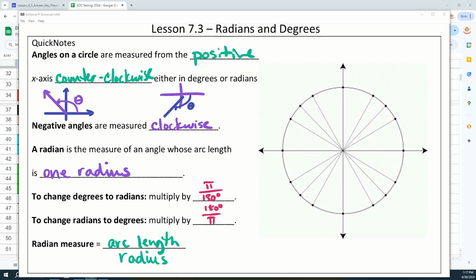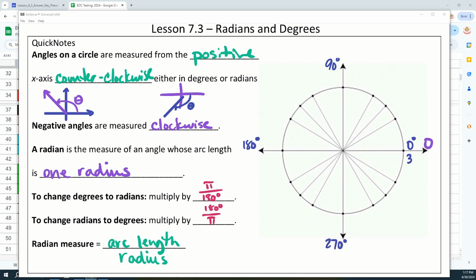So straight to the right is going to be 0 degrees. That's where all of these angles start. 0 degrees is also 0 radians, so that's easy. All right. And then what about straight up? What is that in degrees? 90 degrees. What about straight to the left? 180 degrees. And then down? 270 degrees. And then all the way around.